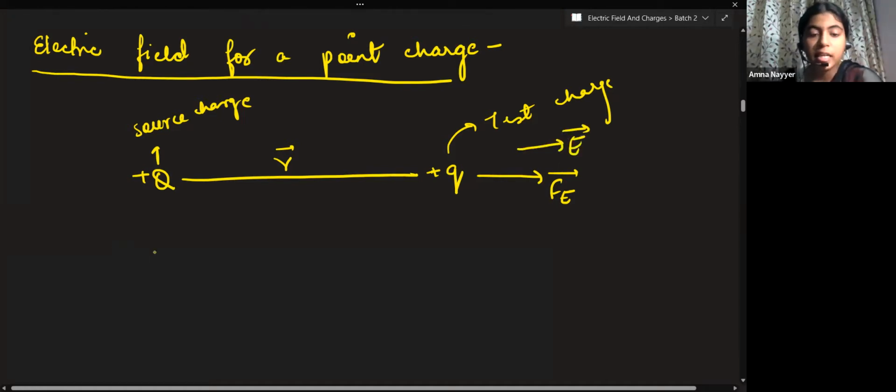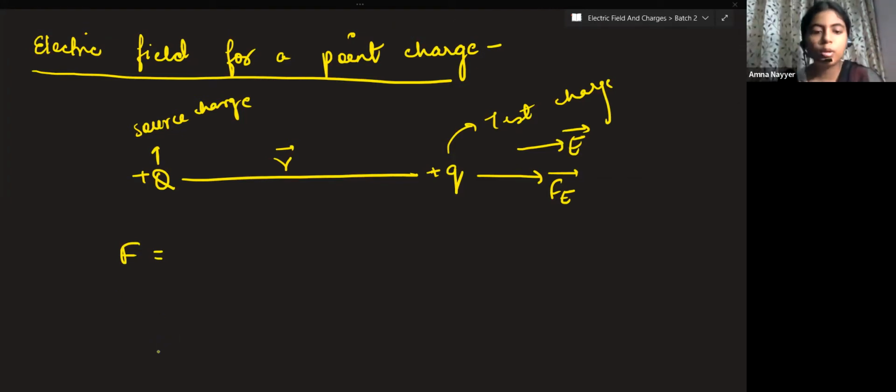Now see, if you remember electric force from your Coulomb's law, who is going to tell? Fatima Munir, you tell me, what will be the electric force using Coulomb's law? Yes, Fatima Munir.